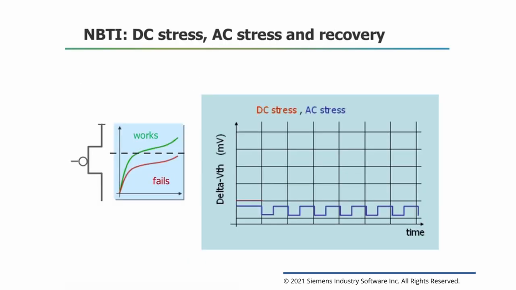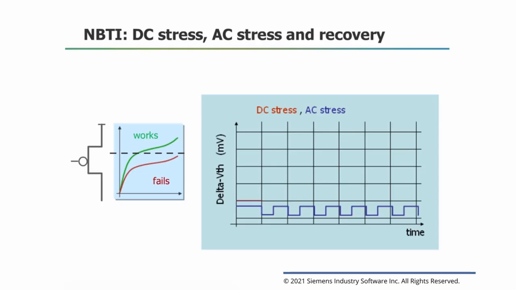Once the NBTI stress is removed from the device, a fraction of interface traps can self-anneal and the VTH degradation partially recovers. This recovery mechanism can be observed when a device is subject to a train of stressing pulses. These conditions are called AC stress in the reliability community. During the first phase of the clock cycle, VTH increases due to the stress applied, and then it decreases again in the second half of the cycle.